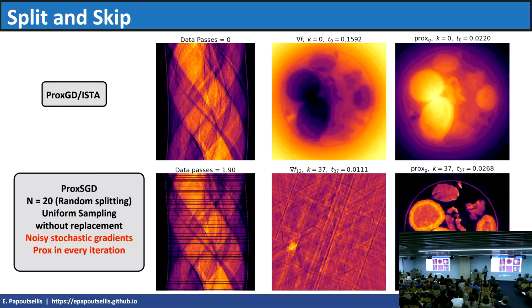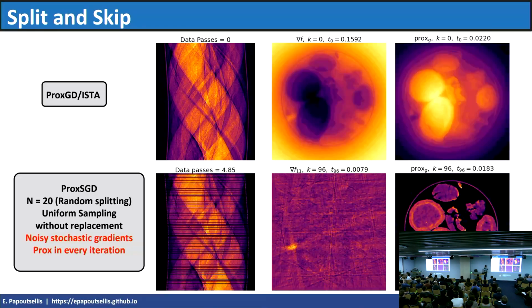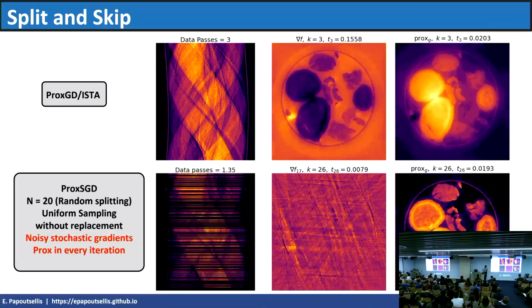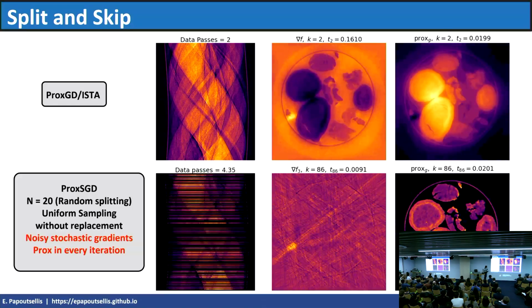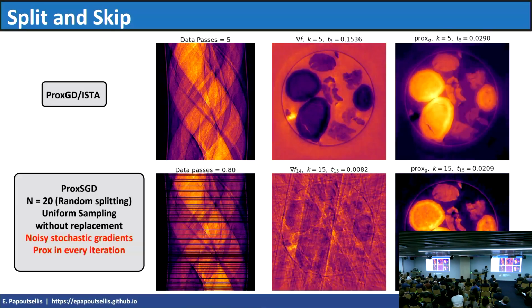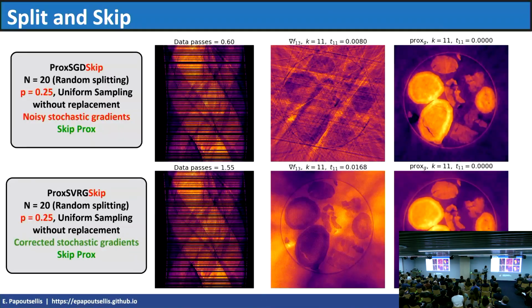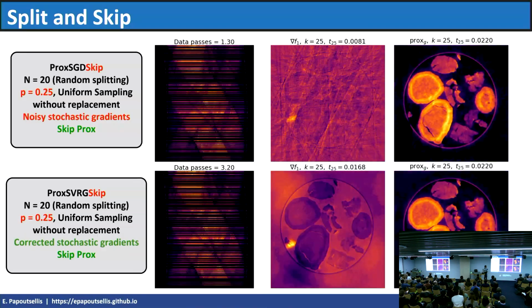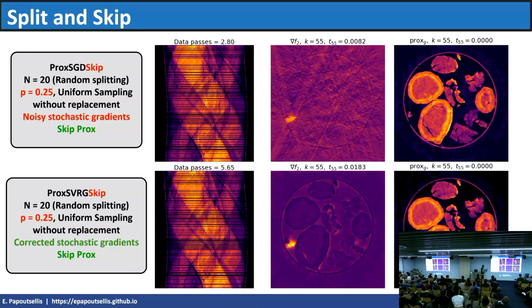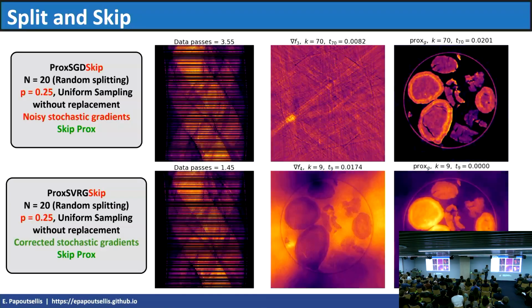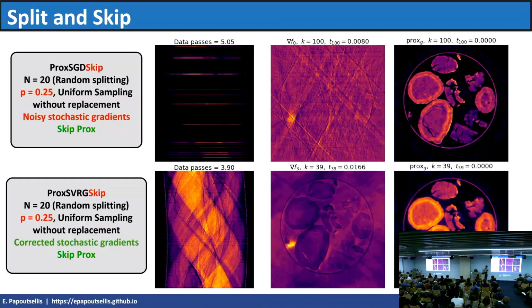Here you will see what is happening in the first few iterations. This is the data pass, which means that we saw all the data in some iterations. So in proximal stochastic gradient descent, we have all these stochastic gradients, which are kind of noisy. And as you can see, the proximal step costs something here. But when we go to the skip version of that, you will see a lot of zeros, which means that we didn't do anything. We just copy the image and we didn't do the proximal step. And if we do the SVRG, which tries to correct these stochastic gradients, we can see something better in the gradient space here after some data passes.